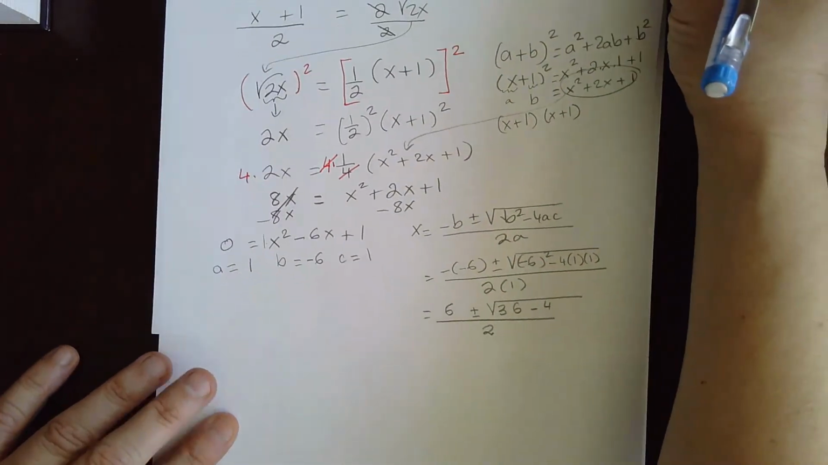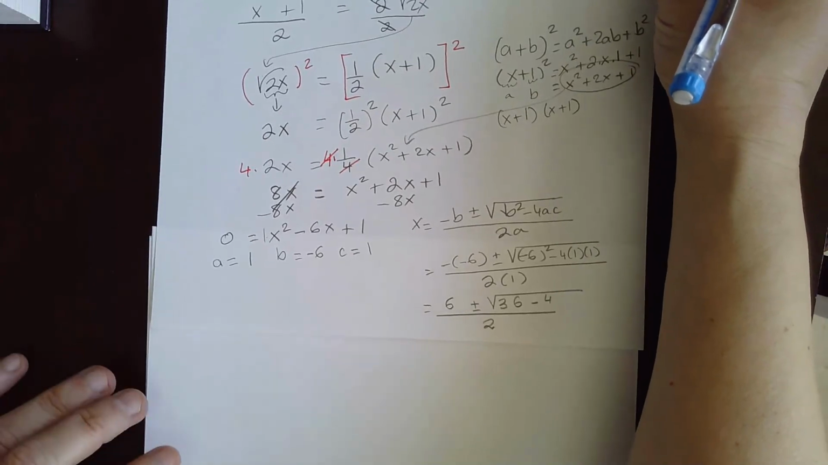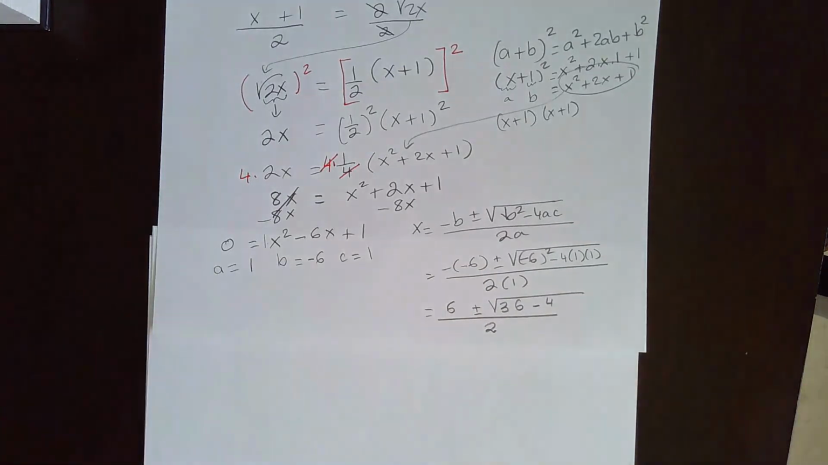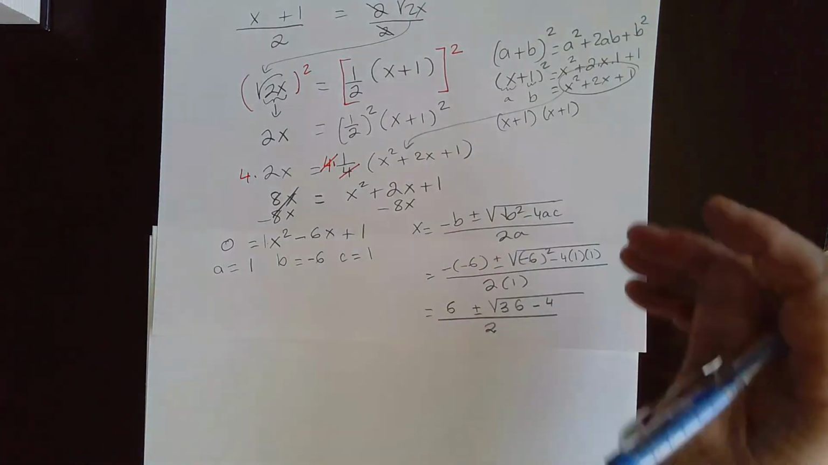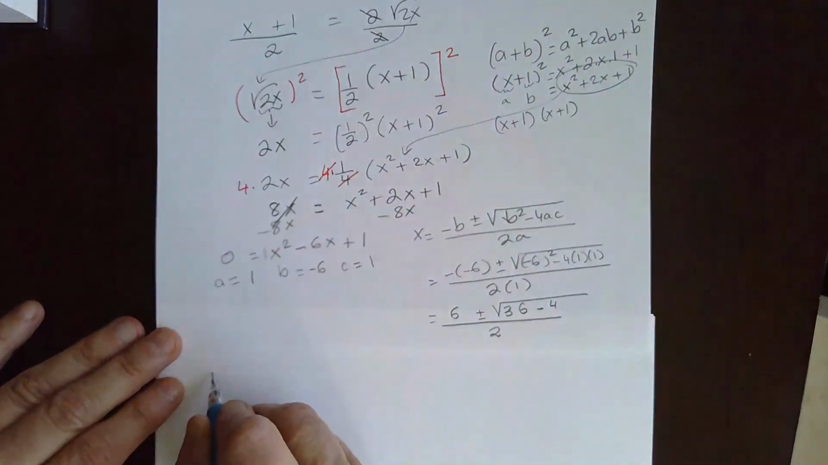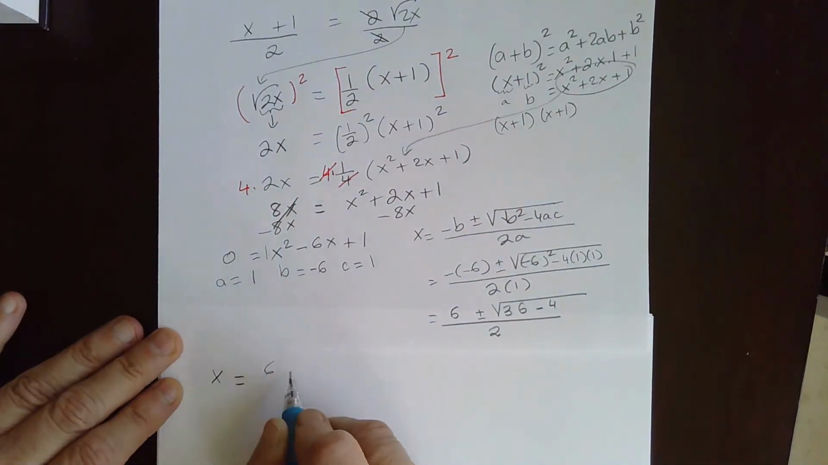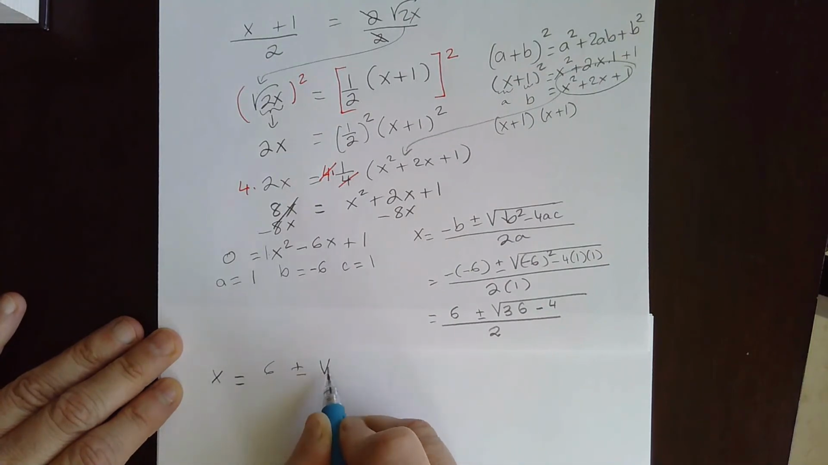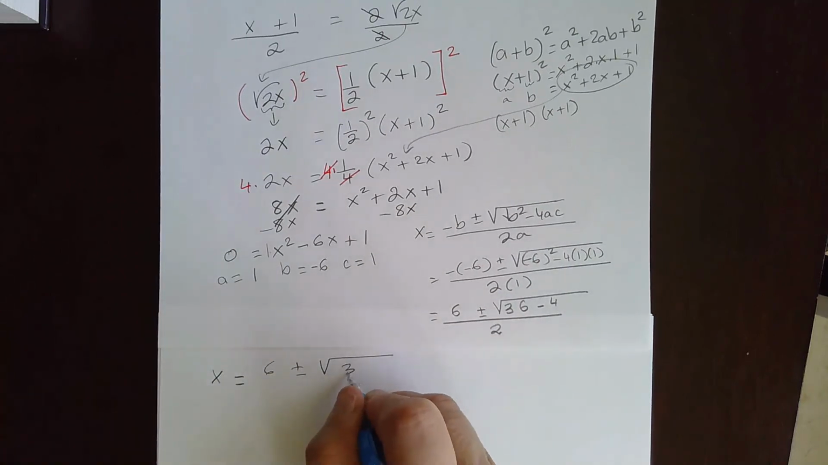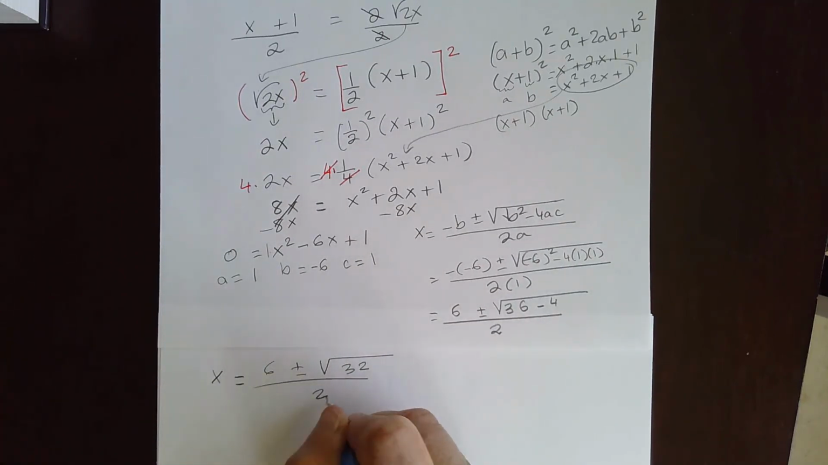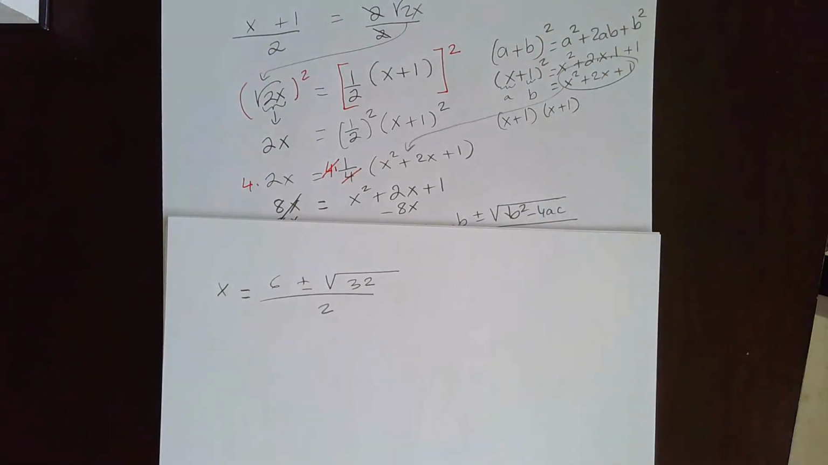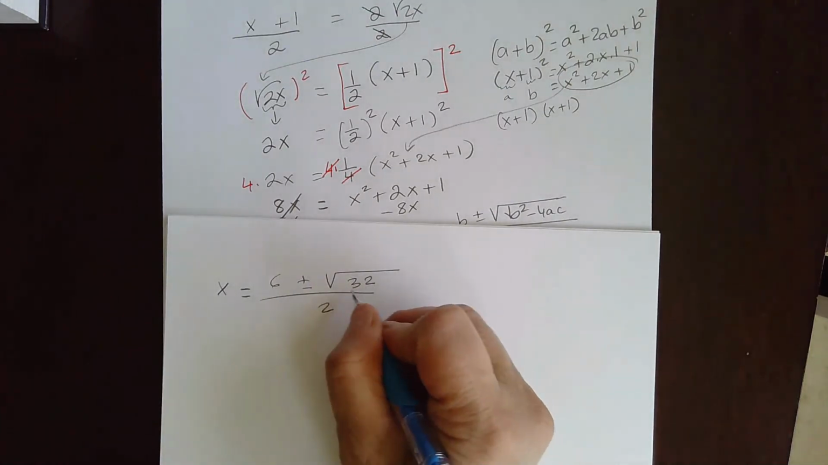And that is why you cannot factor it. You couldn't factor this one out because 36 minus 4 gives you 32, and 32 does not come out of the radical. Okay, so let's go ahead and solve this. So let's write this here. x is equal to 6 plus or minus the square root of 36 minus 4, which is 32, divided by 2. So this would be your answer, but you cannot leave it like this.